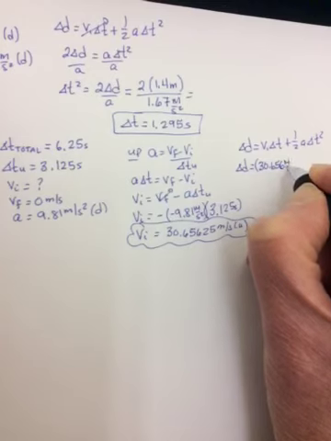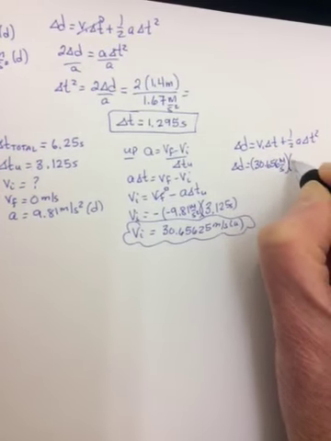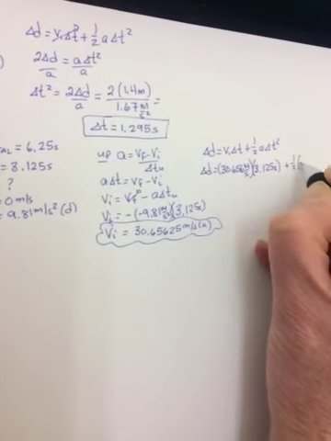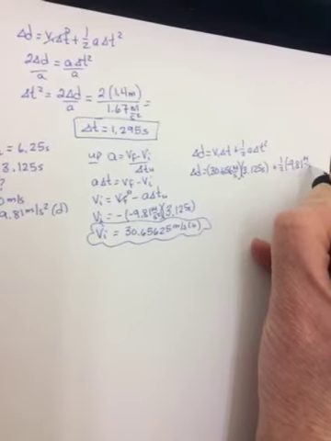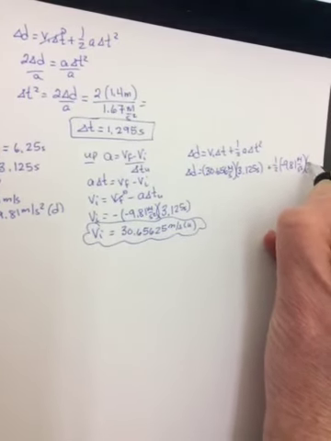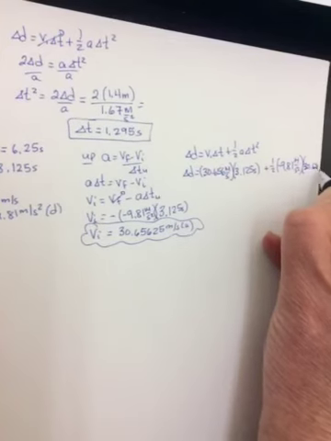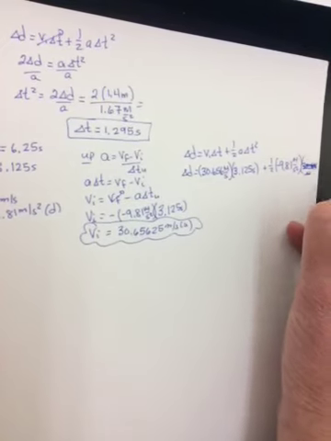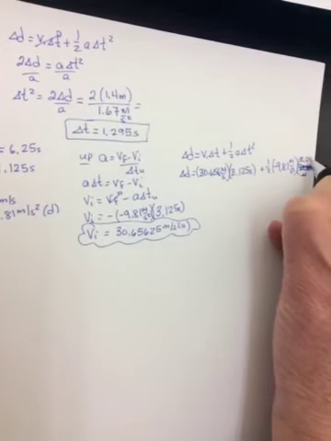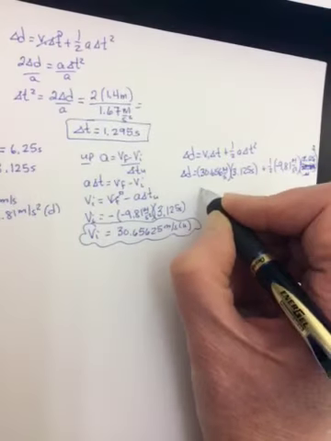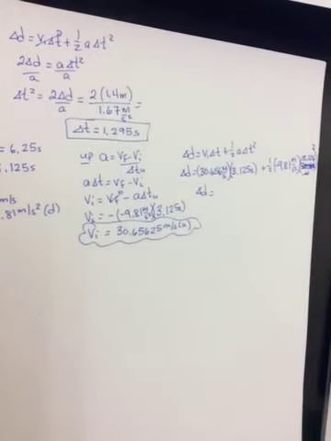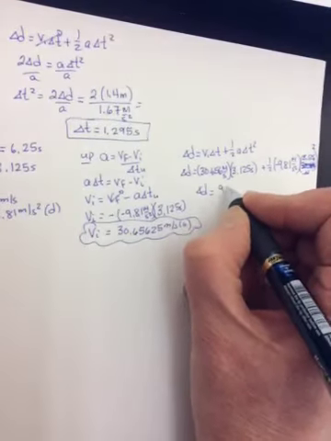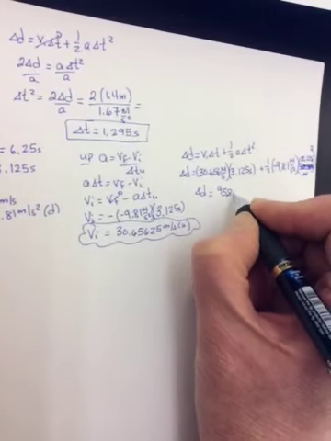30.656, I'm just going to write that much down, but I'll keep it all in my calculator, I promise, times 3.125 seconds plus 1/2 negative 9.81 meters per second squared times that 30.656 times 3.125 seconds squared. Okay, delta D equals, so times 3.125. First term, you should get 95.8 meters.